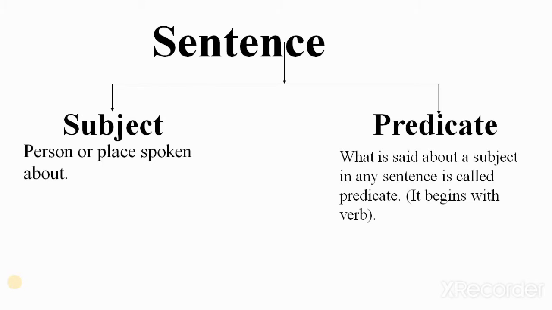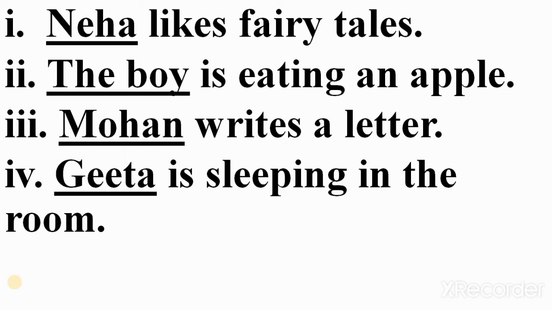Subject means the person or place spoken about in a sentence. What is said about a subject in any sentence is called predicate. Just remember, it always begins with a verb. So, see the examples. Neha likes fairy tales. The boy is eating an apple. Mohan writes a letter. Geeta is sleeping in the room.